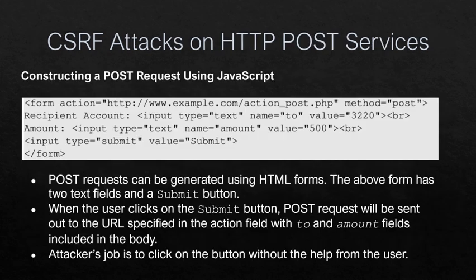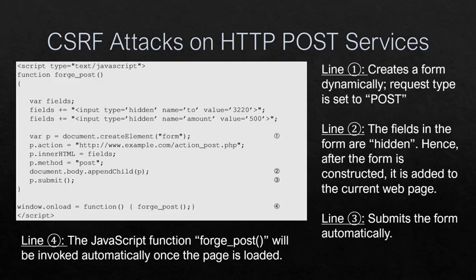Next, we also have the HTTP POST request. POST requests can be generated using HTML forms. The form has two text fields and a submit button. When the user clicks on the submit button, the POST request is sent out to the URL specified in the action field, with the to and amount fields included in the body. The attacker's job is to click on the button without help from the user.